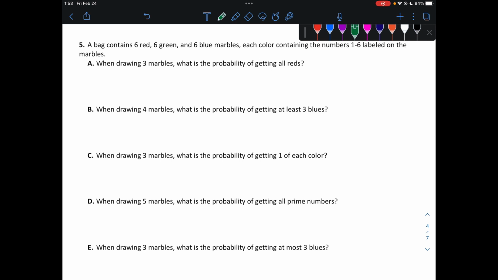Next one, a bag contains 6 red, 6 green, 6 blue marbles. Each color contains the numbers 1 through 6 labeled on the marbles. So there's 18 marbles total. We're going to draw 3 marbles. What's the probability of getting all red? So probability of all red.